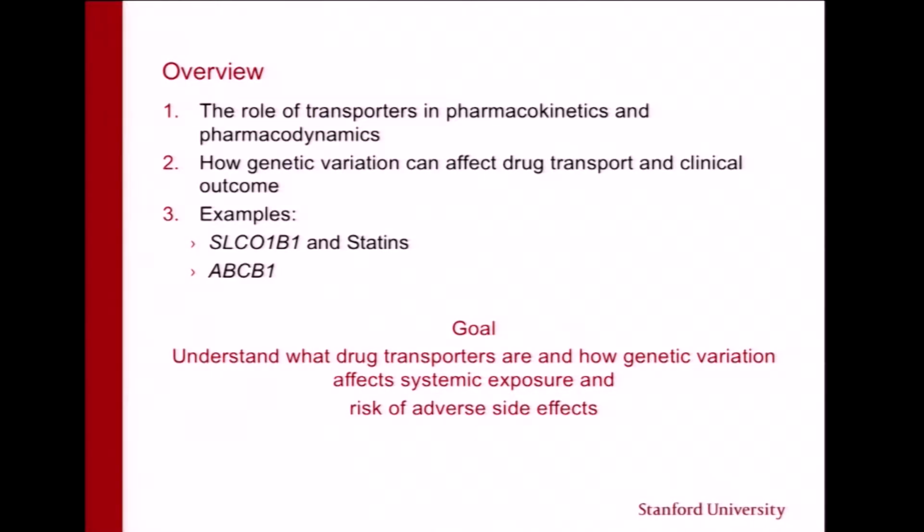To illustrate this a little better, I have two examples. One is genetic variation in the gene SLCO1B1 and its impact on statins, so statin treatment, and its impact on circulating statin levels and risk of adverse events. I'll also talk about genetic variation in ABCB1 and its impact on the PGP protein, P-glycoprotein, and how that affects chemotherapy and immune suppression after organ transplants.